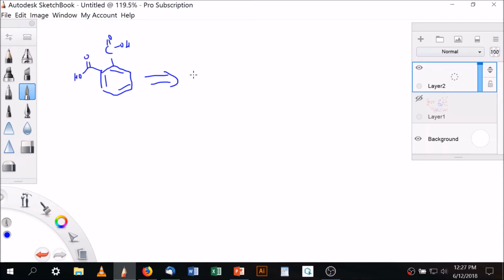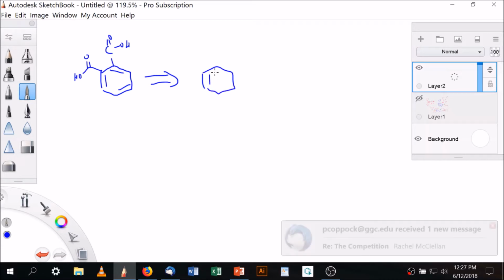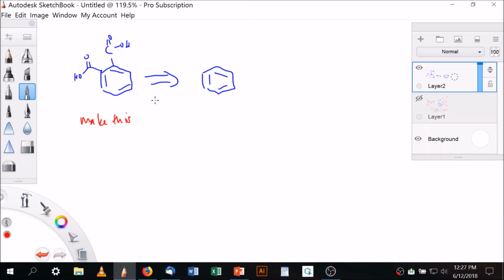This is just the same thing I had in the previous slide, right? How do you make this from benzene? Okay? This is to be read: make this from. That's how this symbol is to be read.